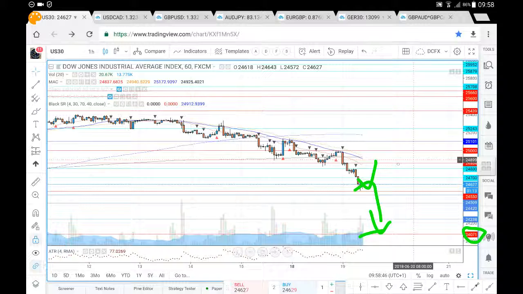Now, we did mention the upside would be limited. Possibly, I think the upside would be limited to in and around that 24,864 here. Well, in light of the most recent trend, there is a possibility of seeing a further retracement here to the downside on the US 30.